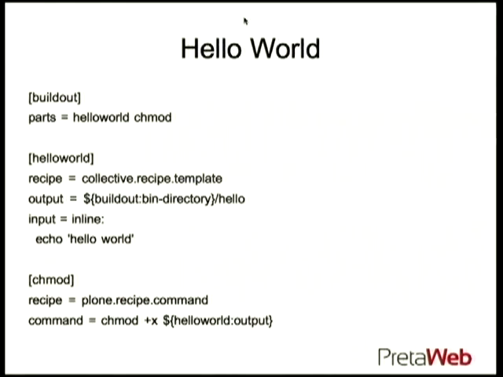Okay, so here's the simplest hello world I could think of, and it doesn't involve any Python actually. So we're using two recipes in this buildout. We're using this one here, which is called collective.recipe.template. All that does is define where you want the output to go and what the input is. The input could be a file. In this case, I'm just using an inline input. So we're basically just putting echo hello world into a file in the bin directory. And then we want to make it executable. So we've referenced the output there, made it executable.